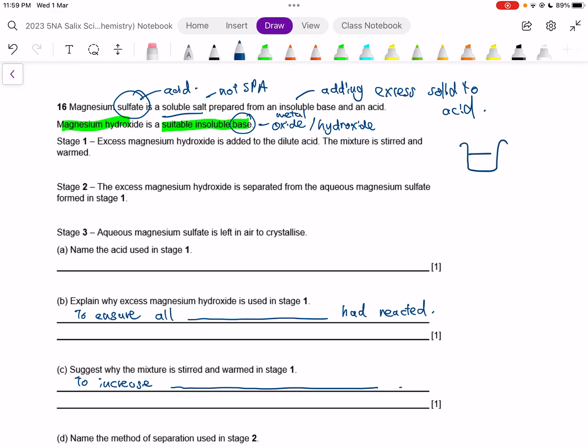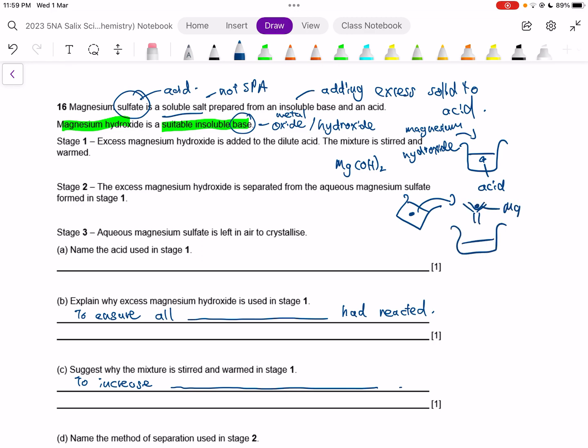So stage 1 is like that. You have acid, then you throw in the magnesium hydroxide, Mg(OH)2. After that you can filter out the magnesium hydroxide, and then you leave it to dry. Okay, let's take a look.